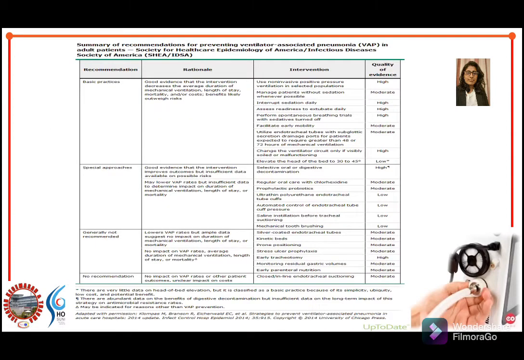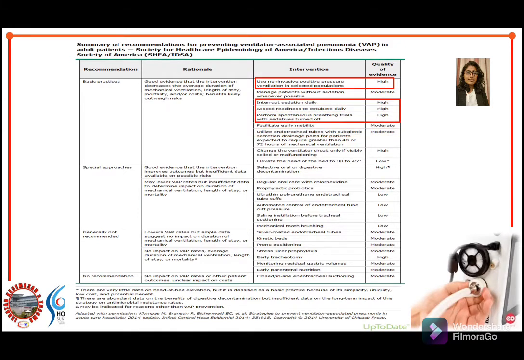So this is a table of all the elements that I've mentioned above that I got from UpToDate. From the intervention, you can see the list of quality of evidence for each intervention. So what are the high evidence recommendations? Of course, if the patient is not invasively ventilated and is just using non-invasive pressure ventilation, they tend to have a lower risk of getting VAP.